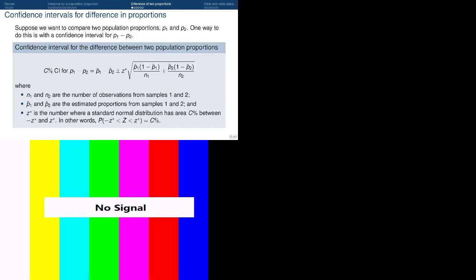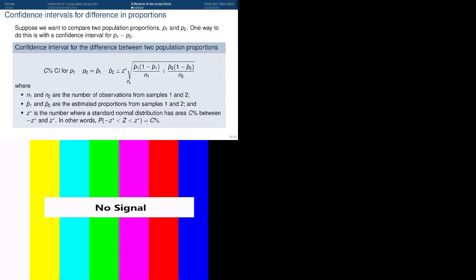All right, so for a difference in two proportions, we do something a little different in that in order to test for a difference in proportions, we're just going to use a confidence interval, all right? We're not going to do a hypothesis test. Now, this confidence interval does look, again, a little bit uglier than the previous one, but it is still in that same format, all right?